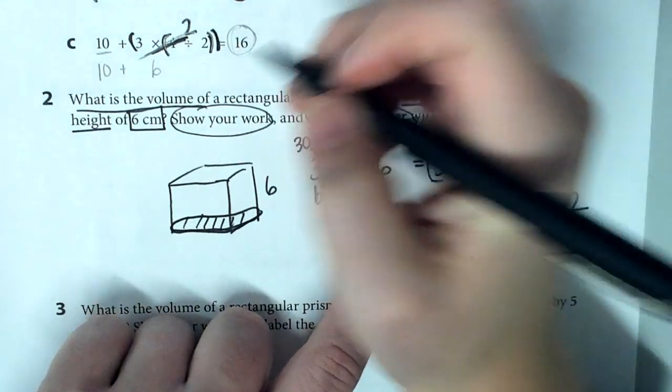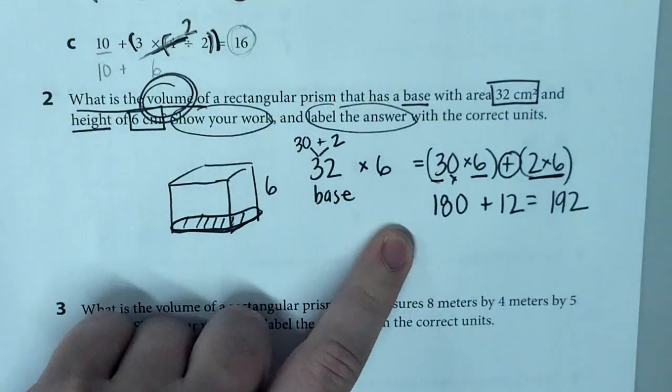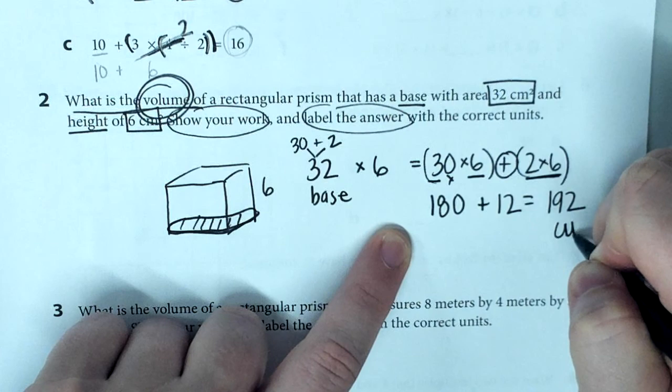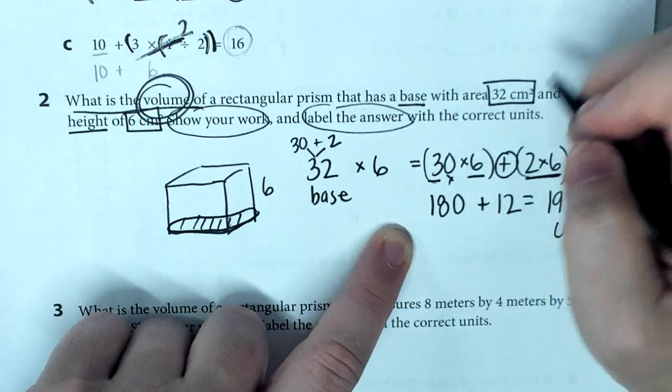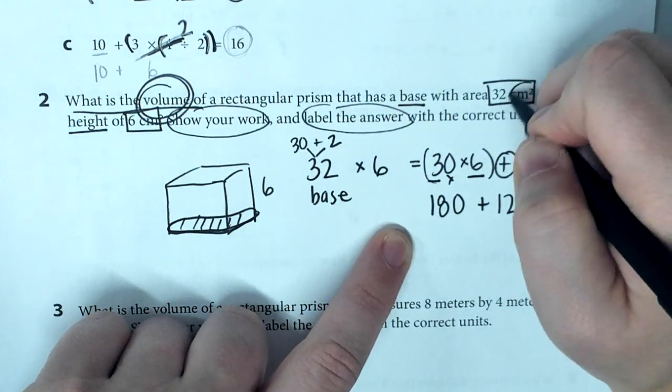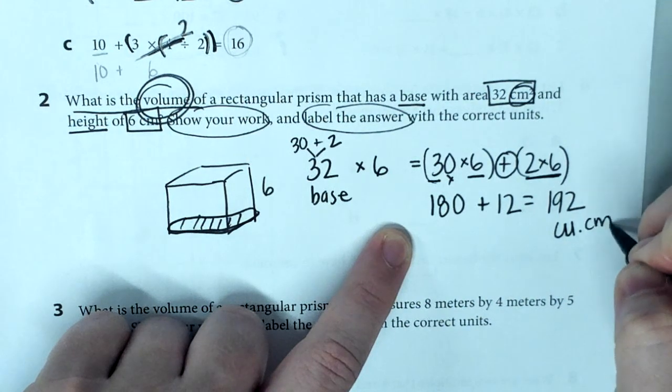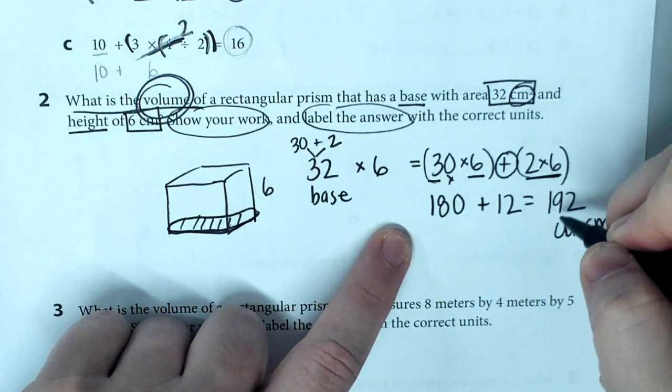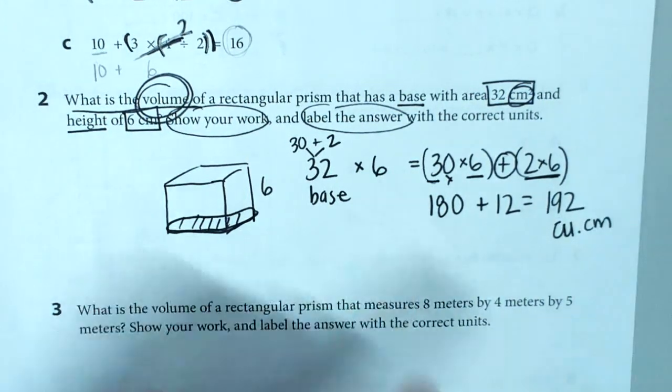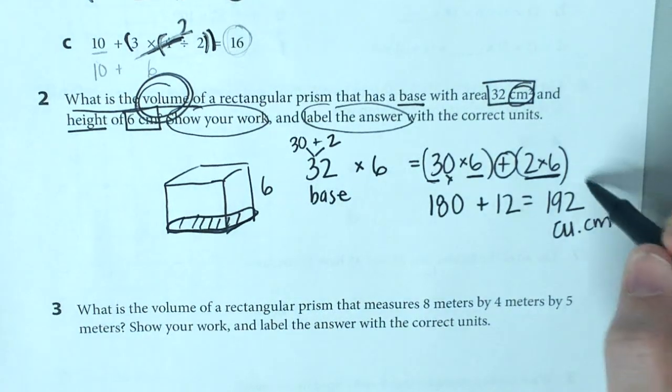Now I have to remember to label my answer. We've been labeling volume with cubic, and this time instead of units, they give us centimeters, cubic centimeters. If you wrote cubic units, I'd be fine with that as well. Let's circle that.